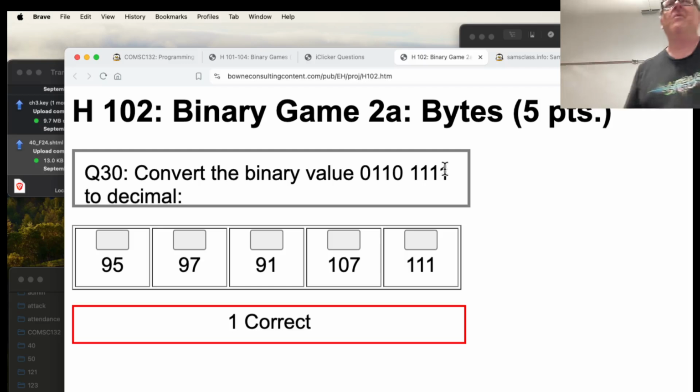Oh, you go from left to right. You can go either way, whatever works for you. You can also go this way, but I know this is 15. It's the biggest nibble. So that's 15, and this is 6 times 16, which is 96. Or you can do it by adding 64 plus 32. Yeah, so you got 111.